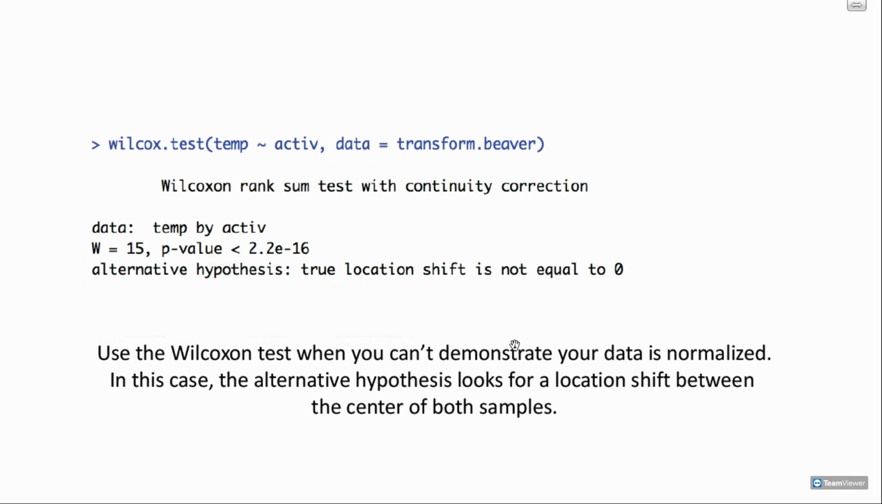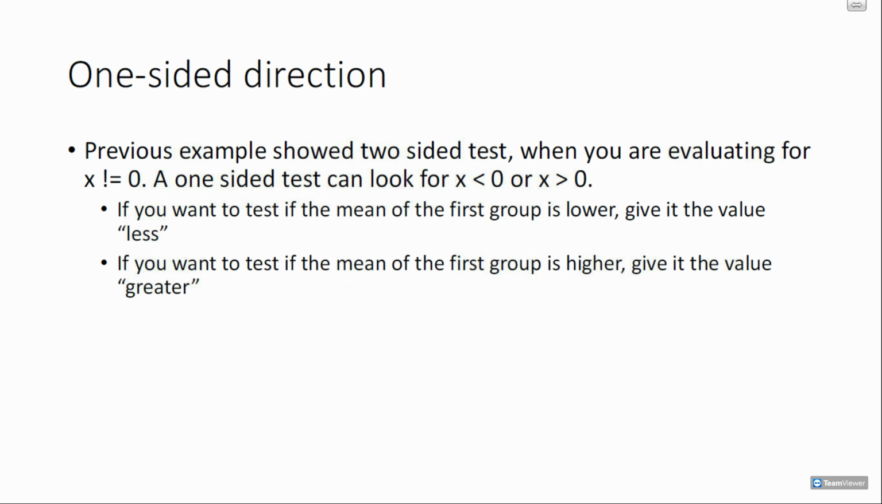So use the Wilcox test when you can't demonstrate that your data is normal, and basically what you're saying is you're looking for a location shift between the centers of both samples. Yes, that's what we are looking for, because we wanted to say that the means of these two groups are different.